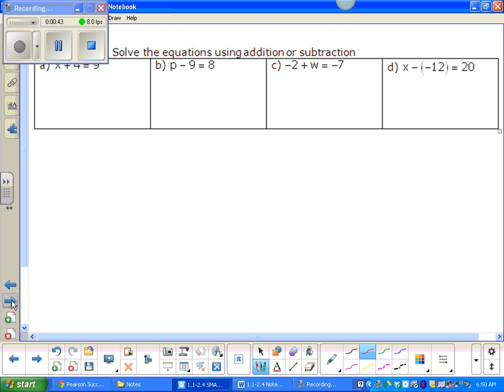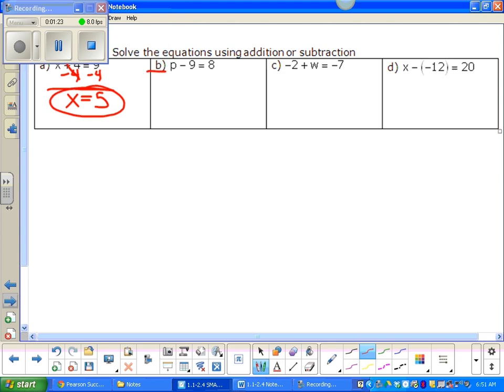Our first example, we have x plus 4 equals 9. I'm going to go ahead and use inverse operations to get the x alone. Since it is x plus 4, I'm going to do the inverse of that, which is minus 4. When you solve an equation, you have to do operations to both sides. You have to keep the equation balanced. So over here, on this side, 4 minus 4 is 0. So those operations cancel each other out. 9 minus 4 is 5. So my solution is x equals 5.